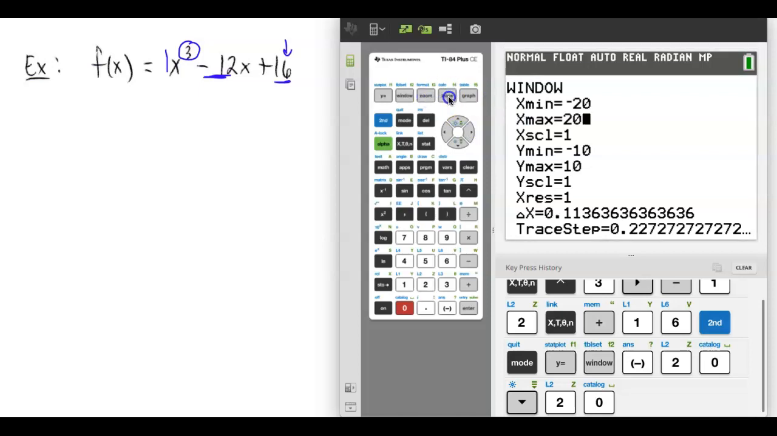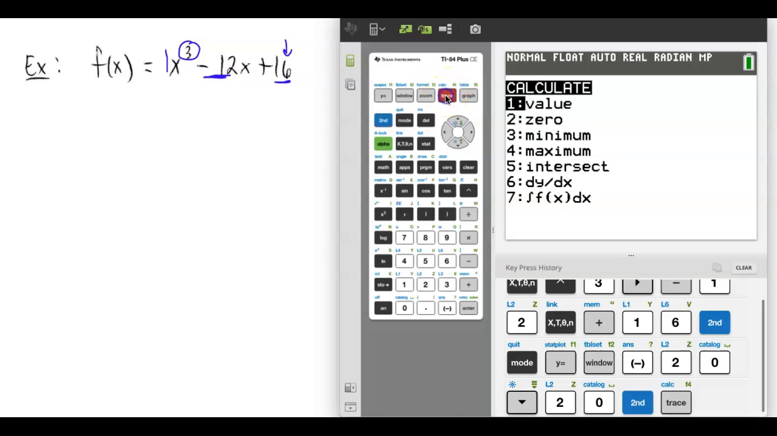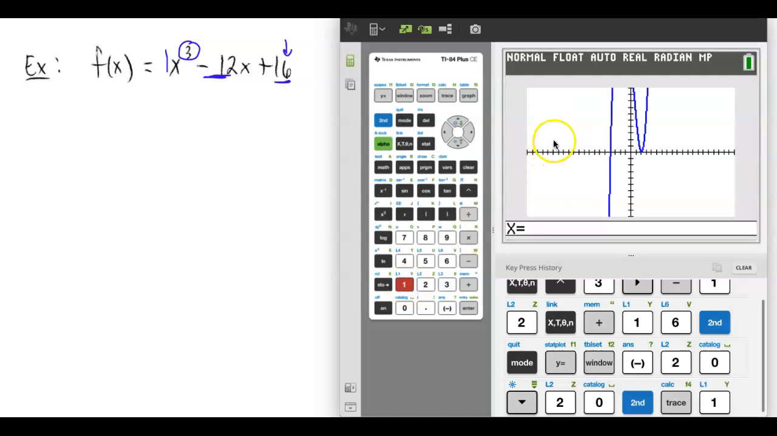One way, and this is my preferred way of actually trying out these numbers, is I can go to second and then press the trace button. When you do second trace, you're actually in calculation mode, and what you're trying to do is tell your calculator to calculate some type of values. And so here you've got value, zero, min, max. For what I want us to do here, let's just do value, okay?